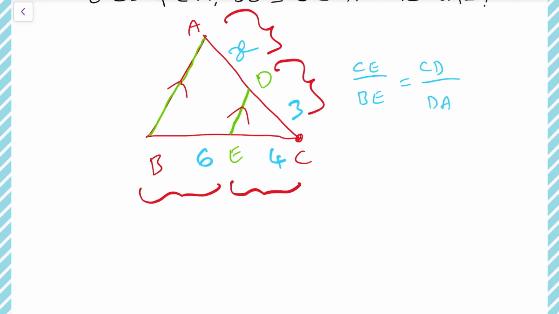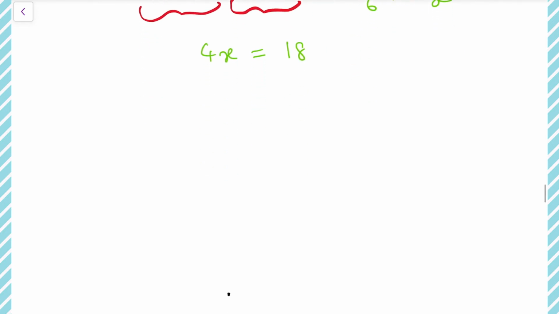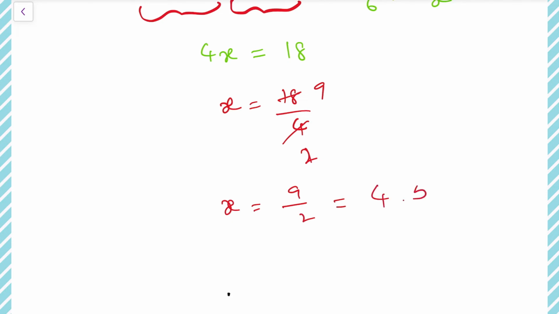So let us write the numbers also. CE is 4 by EB or BE 6 equals CD 3 divided by DA x. Let us do cross multiplication. 4 into x, 4x equals 6 into 3, 18. We need to find out the x value. So take 4 to the right side. So x is equal to 18 divided by 4. 4 1s are, 2 2s are, 2 9s are. So x is equal to 9 by 2. 9 by 2 is exactly equal to 4.5 centimeters.